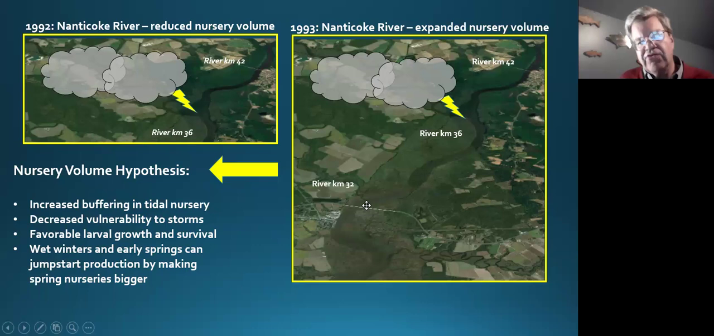And in '93, it was all the way down by Vienna at river kilometer 32, a much bigger nursery area and better buffered against the storms that occur. The other thing is, how do these big nursery systems form? They don't form right when we're out there sampling. They're the result of late winter and spring weather conditions. If you have a lot of snow, if you have a lot of rain during that period, you're going to end up with a bigger nursery. So the weather conditions in late winter and spring really determine whether you're going to have a good year for larval and juvenile production.